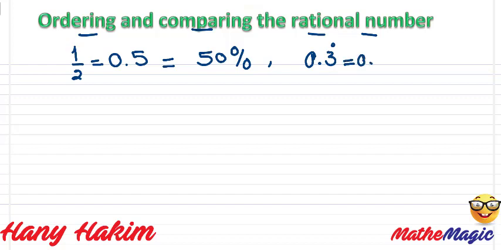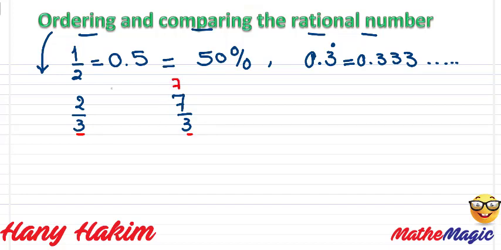That means 0.3333 to infinity and so on. These are the different forms of the rational number, and today we are going to compare between two rational numbers. If I asked you which one is greater, 2 over 3 or 7 over 3? Here, if you have the same denominator, you can compare directly.